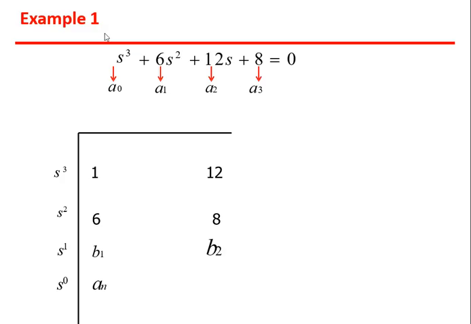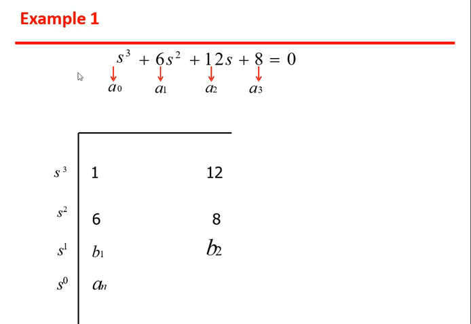Example number 1: s raised to 3 plus 6s raised to 2 plus 12s plus 8 is equal to 0. Here they have directly given the characteristic equation and not a transfer function. Sometimes they will give a transfer function, and we just have to consider the denominator, equate it to 0, and from that find A0, A1, A2 and A3. Carefully see, don't confuse here: don't start from A1, because we have to start from A0. Keep that in mind, because sometimes you may make this mistake in future. That's why I'm telling this: start from A0, A1, A2, A3.